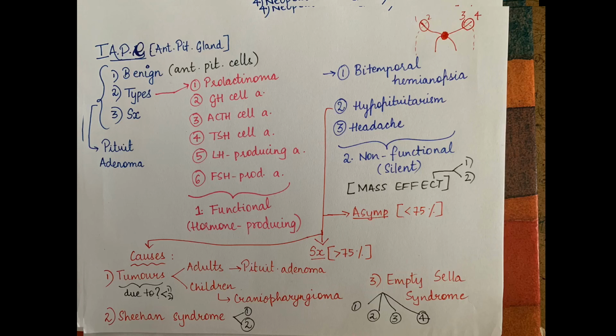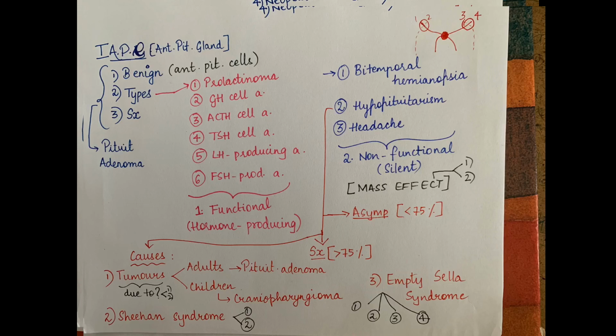Sheehan syndrome presents as poor lactation, loss of pubic hair, and fatigue. Loss of pubic hair occurs because there is insufficient production of hormones by the anterior pituitary gland, causing decrease in the LH secretion, leading to decreased androgens, which controls the growth of pubic hair.